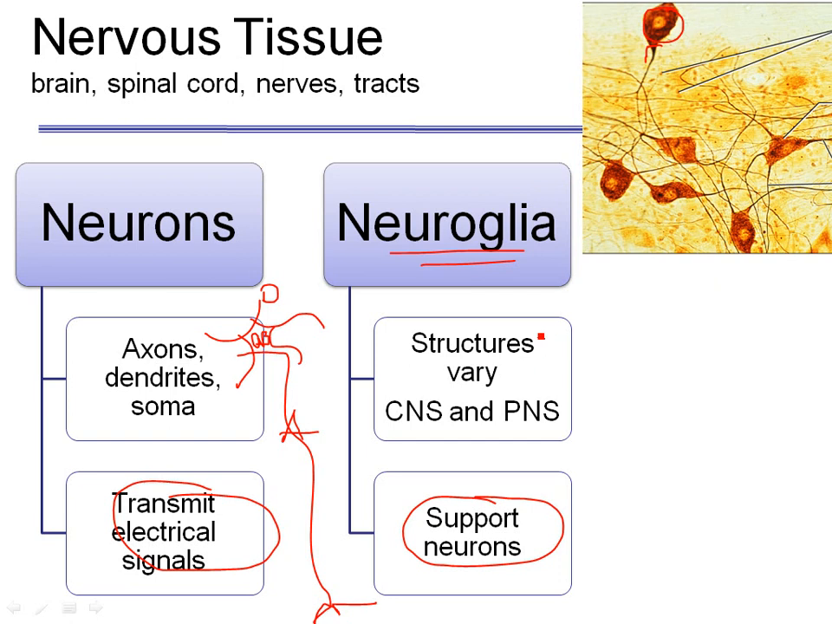Neuroglial cells, their structures vary depending on if it's your central nervous system or peripheral nervous system. We'll have a lengthy conversation about these 2 tissue types when we hit the nervous system. So these are neurons, and these teeny little cells, those are neuroglia.